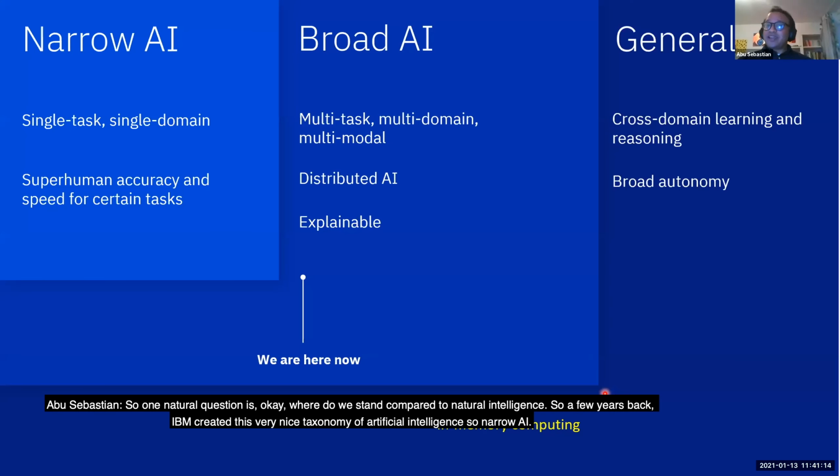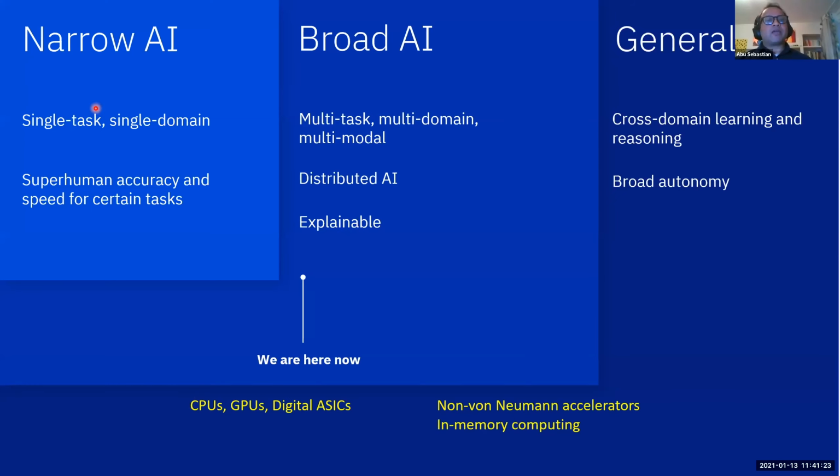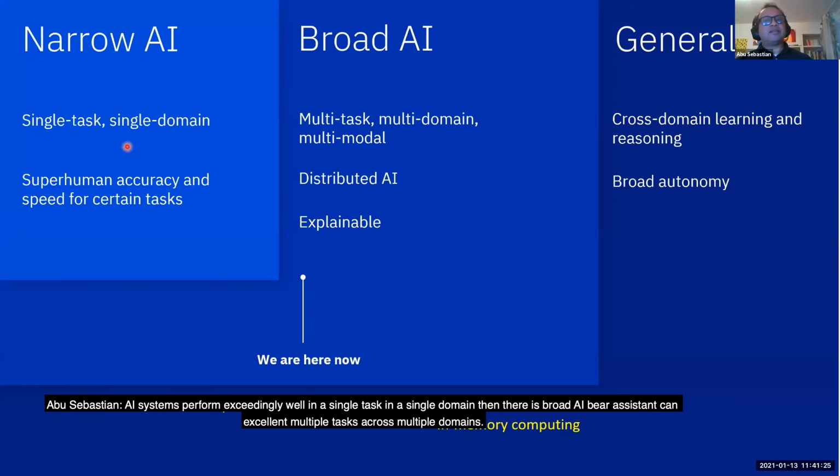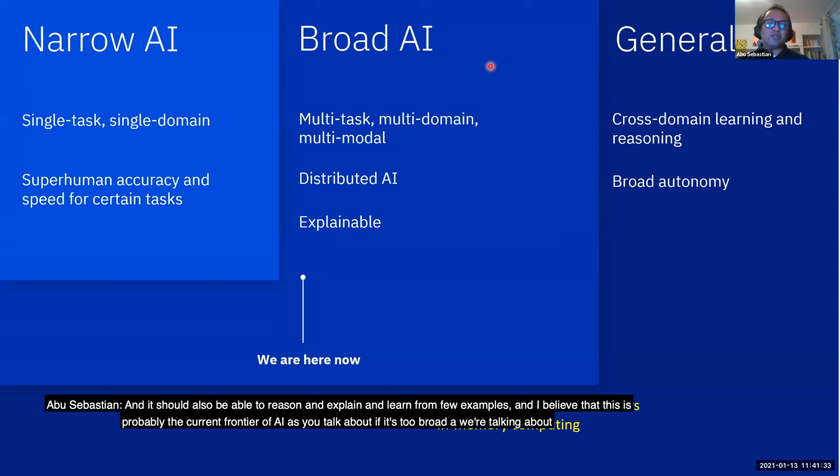So one natural question is, where do we stand compared to natural intelligence? A few years back, IBM created this very nice taxonomy of artificial intelligence. Narrow AI, where AI systems perform exceedingly well in a single task in a single domain. Then there is broad AI, where a system can excel in multiple tasks across multiple domains, and it should also be able to reason, explain, and learn from fewer examples. I believe that this is probably the current frontier of AI as we talk about it. It's the broad AI we are talking about.